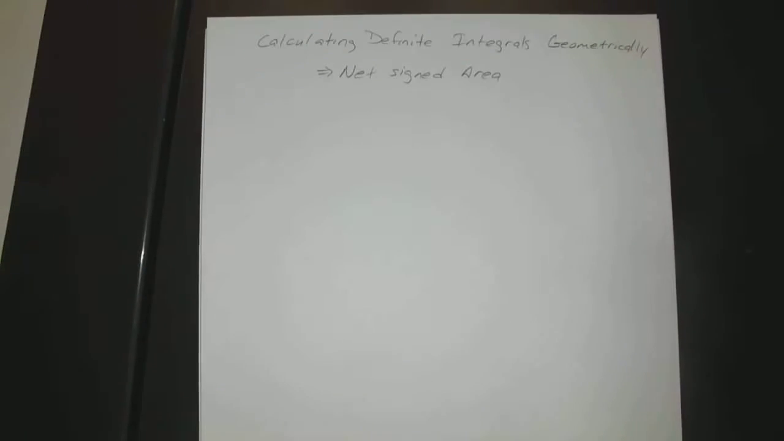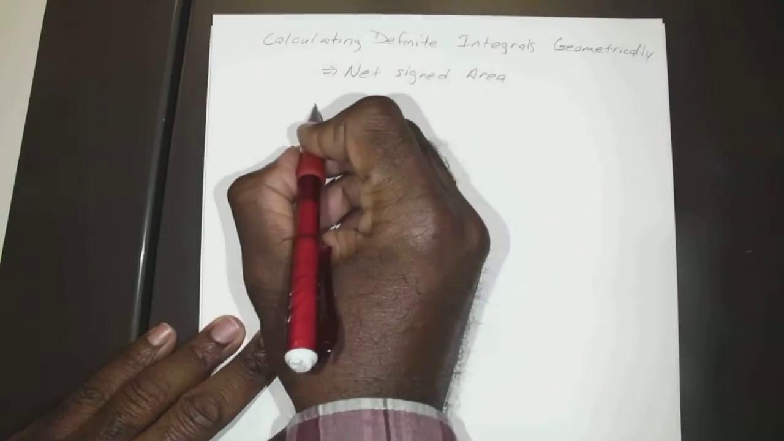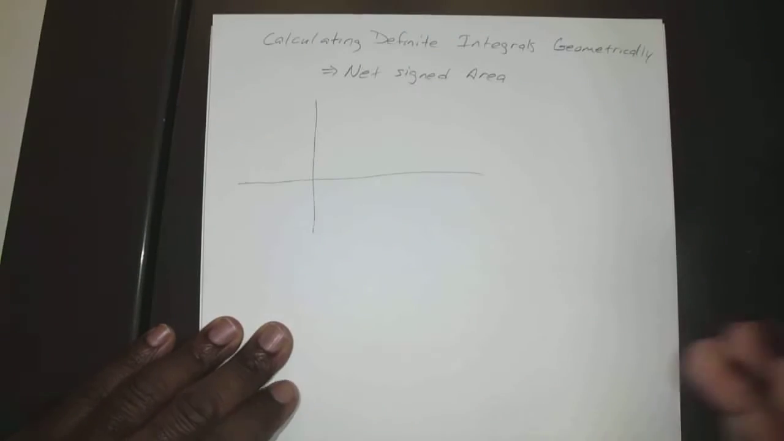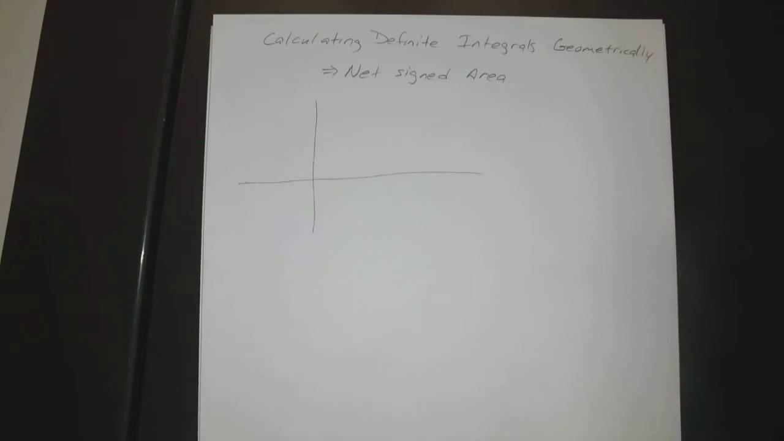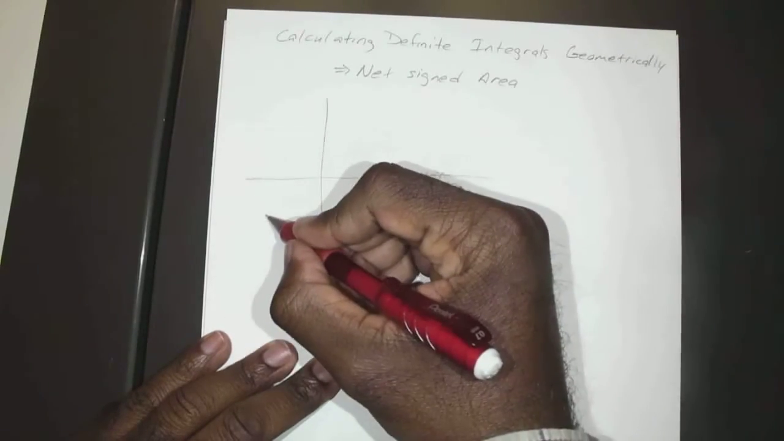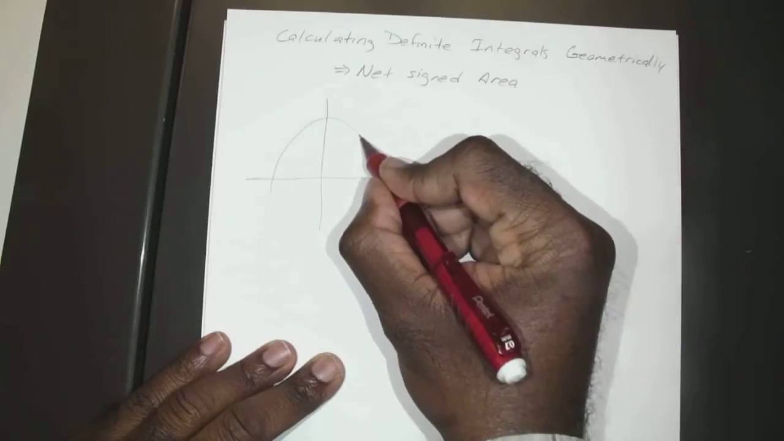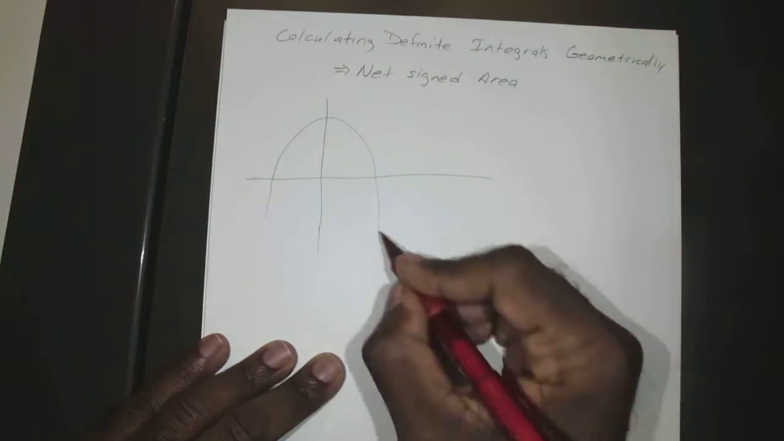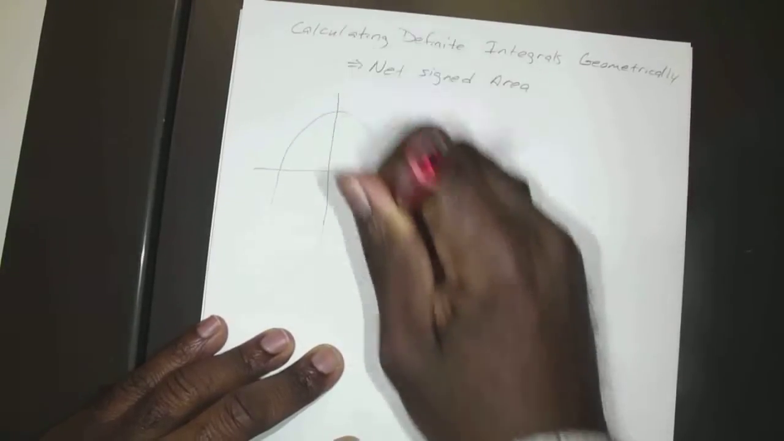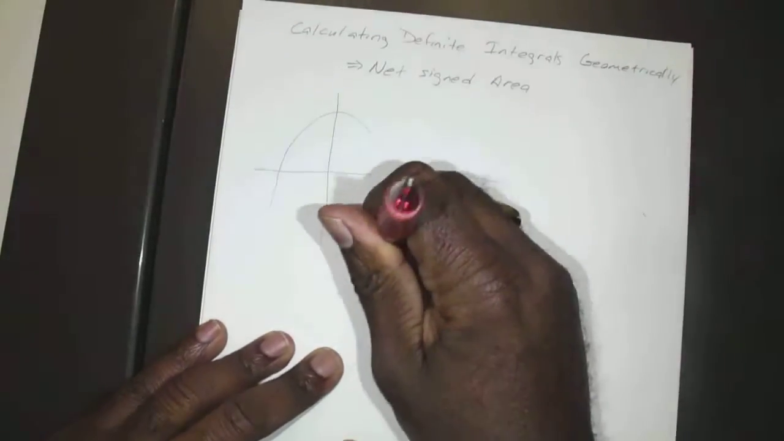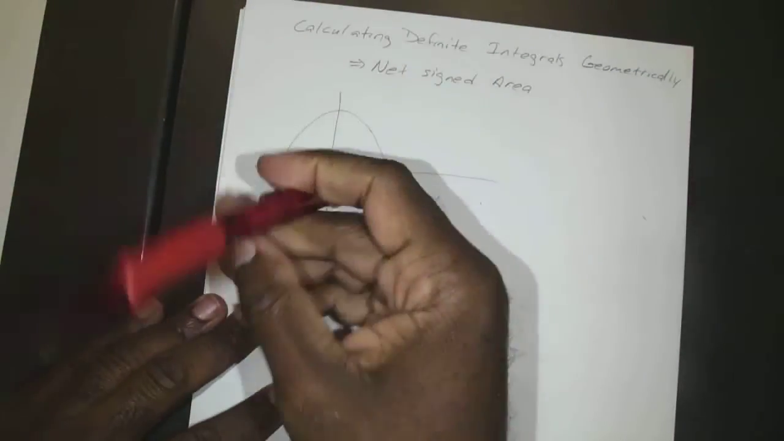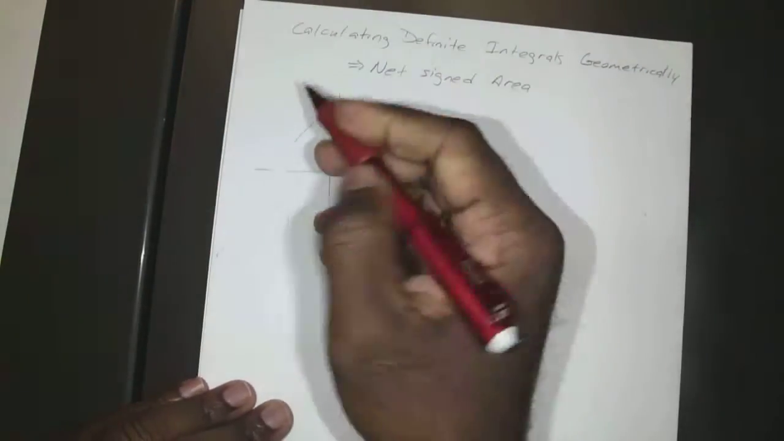Okay, and the net signed area is really just, because if you remember for the Riemann sum, it had to be a non-negative value for the area. So let's say you had a graph, let's say negative x squared, and move that over just a little bit more. Okay, so let's say this one goes that way, and this one goes same.